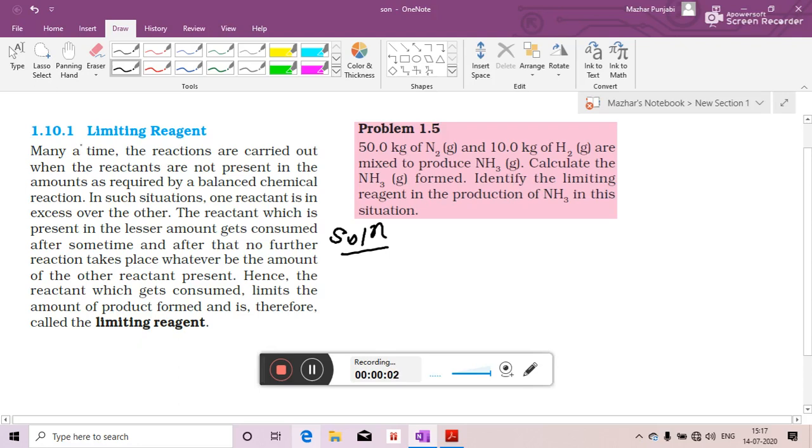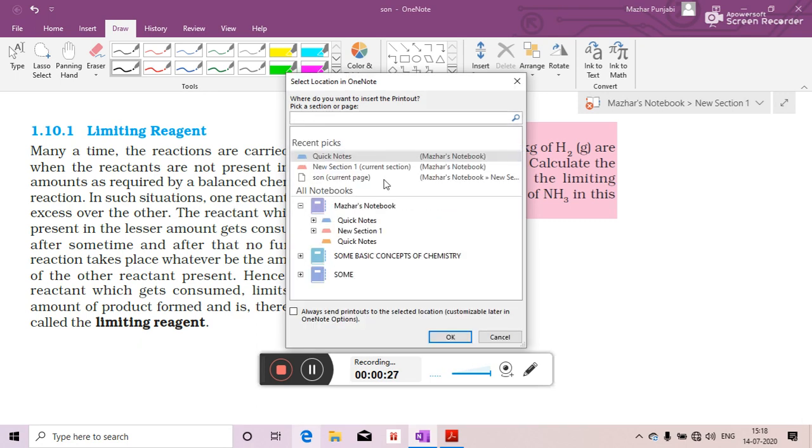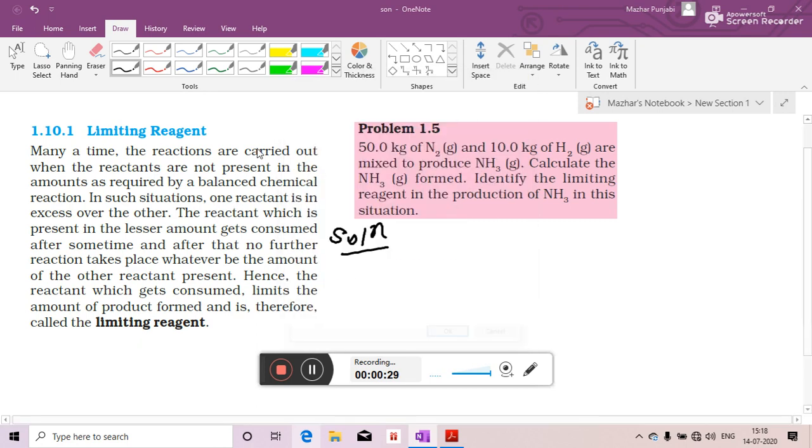Our today's topic is limiting reagent. Many a time, the reactions are carried out when the reactants are not present in the amounts as required by a balanced chemical reaction. In such situations, one reactant is in excess over the other.